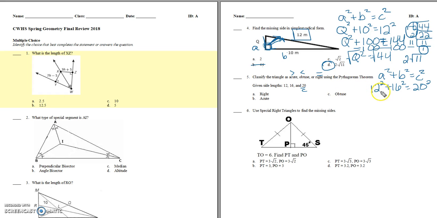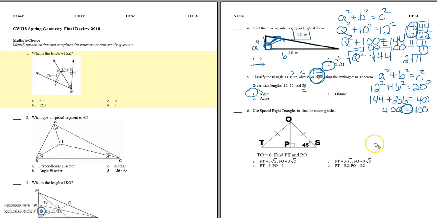Okay, so I know 12 squared is 144, I know 16 squared is 256, and I know 20 squared is 400. And when I add that up, I do get 400 is equal to 400. Well, since they are equal, equal goes with the right triangle, so I know it's A, it's right.